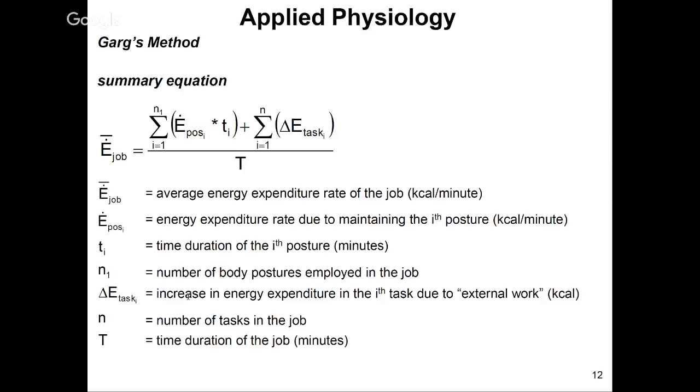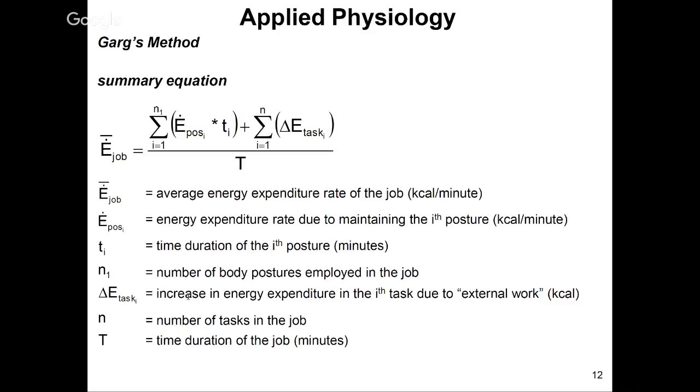So this is the summary equation. This is what you're going to use at the end. You look at the energy for all the postures, and you have to know how much time was spent with each posture. What type of calculator would we need? There's a bunch of scary symbols. It's just Sigma is sum.